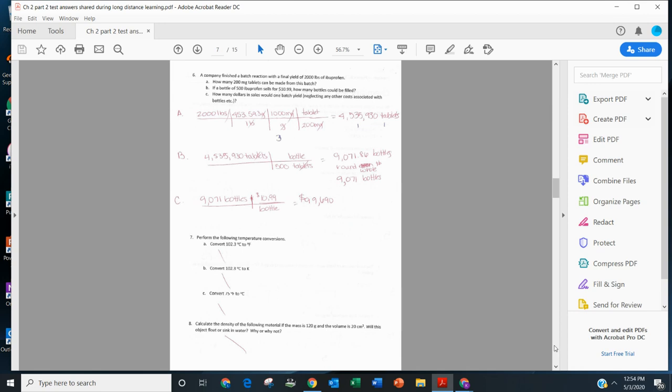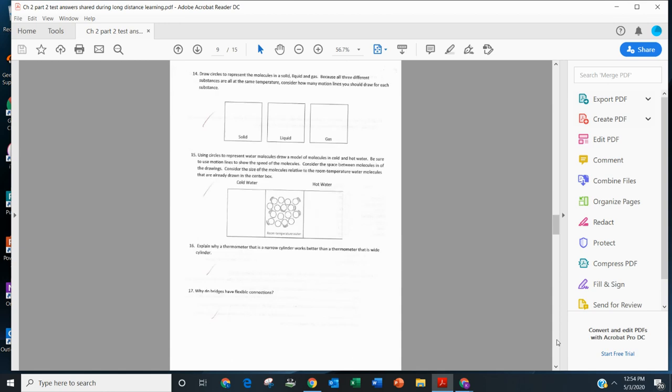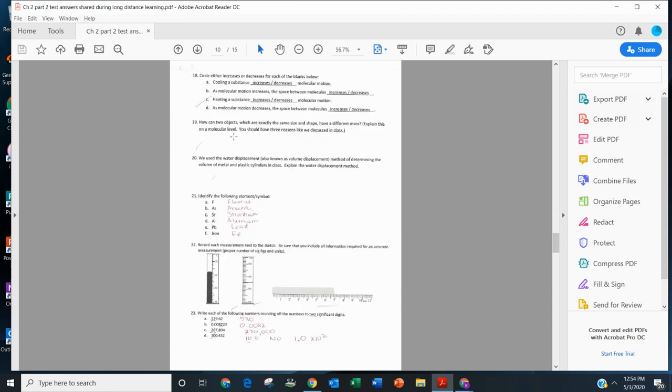The next page, number 6, was a little bit different. 7, 8, all of these are the same between blocks. Here were your answers for 21 and your answers for 22. Sorry, 23. Yeah, I wanted to do this one.